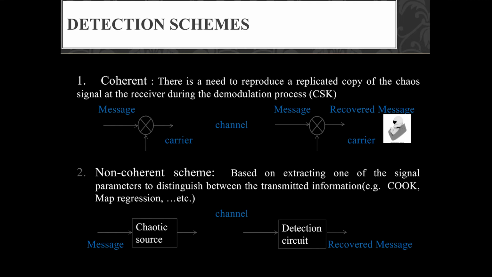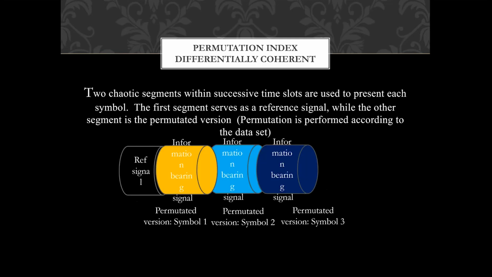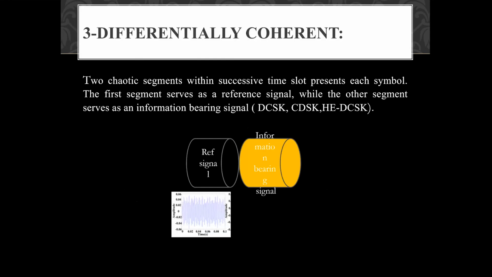But the most interesting one, which I may elaborate on more, is something we call a differential coherent system. In a differential coherent system, we send a reference signal. I will try to simplify it as much as I can. We send the reference signal here, followed by the information bearing signal. The information bearing signal is merely the original signal multiplied by either +1 or -1.